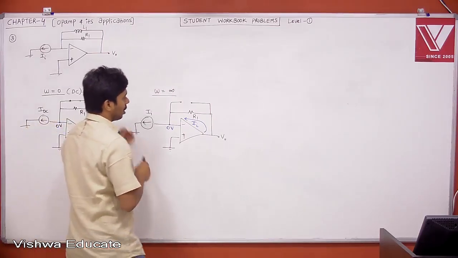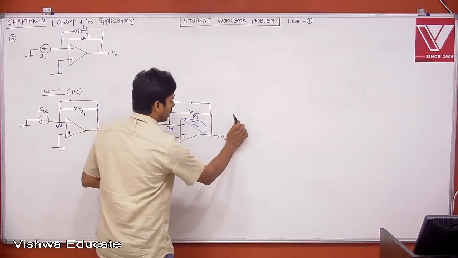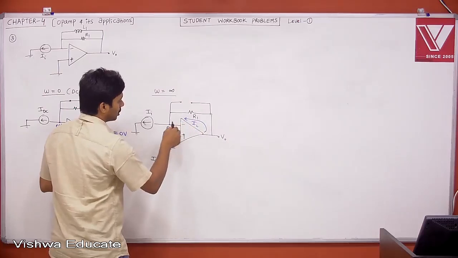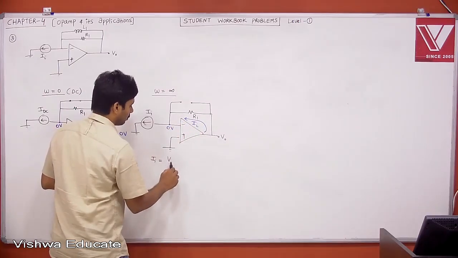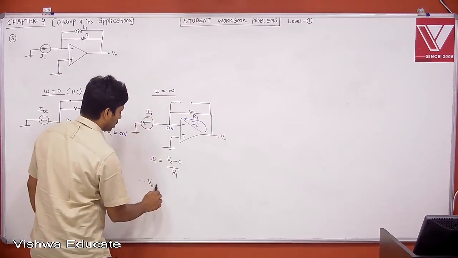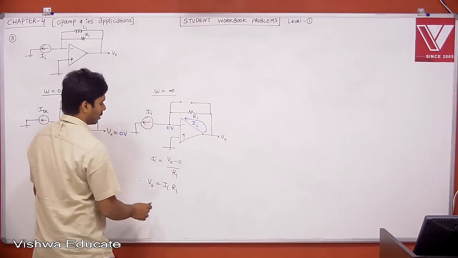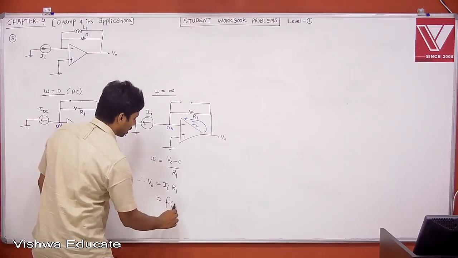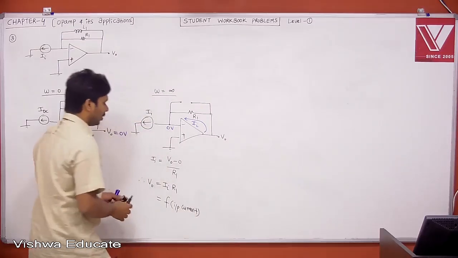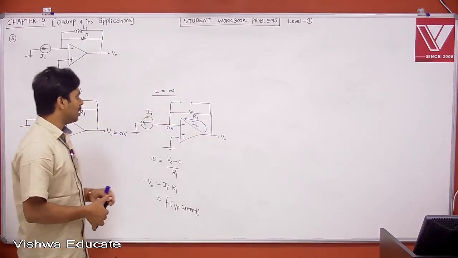Therefore, what is your V0? What is II? II is equal to the current flowing through this, which is nothing but V0 minus 0 divided by R1. Therefore, V0 is equal to the input current II into R1. Therefore, it is proportional. Therefore, your V0 is a function of input current. If V0 is a function of input current, it is passing. Therefore, your input is passed to output.